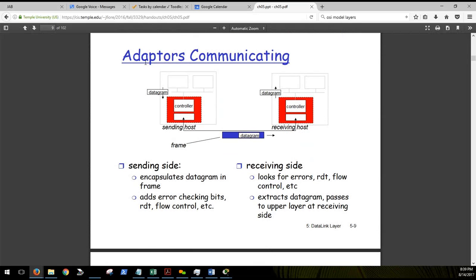As we look at the adapters communicating with one another, remember an adapter is a physical device. The sending side encapsulates the datagram into the frame, adds the error check bits, the RDT, the flow control, and so on. It sends that over in the form of a frame, which is then transmitted via bits over to the receiving side. The receiving side looks for any errors, examines the RDT, and also examines flow control. And it extracts the datagram from the frame and passes it to the upper layer at the receiving side.